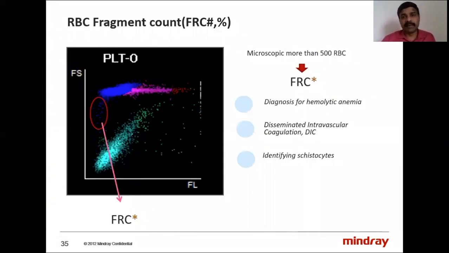So you can see one new, very useful parameter, which is the fragmented red cells. In older technology, these fragmented red cells were going to the platelet region and interfering with the platelets. But now, because of the staining pattern, we are able to separate and measure the fragmented red cells, and they can be supporting parameters for diagnosing hemolytic anemia or for identifying DIC. This also can be used for identifying the presence of schistocytes in the blood.